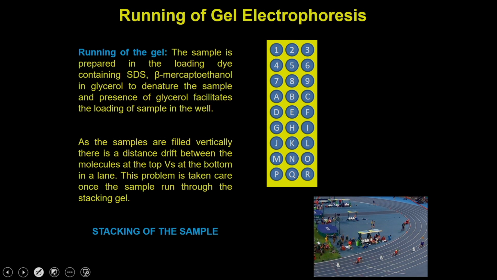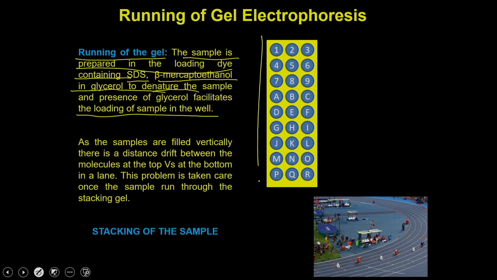The running of the gel. The sample is prepared in the loading dye, which contains the SDS, which means the denaturing agent, and beta mercaptoethanol, which is going to break the disulfide linkages, and all these will be present in glycerol, because the glycerol is required to provide density to the sample, so that it facilitates the loading of the sample in the well. Now, you can imagine that this is a typical well where you have loaded different types of samples.